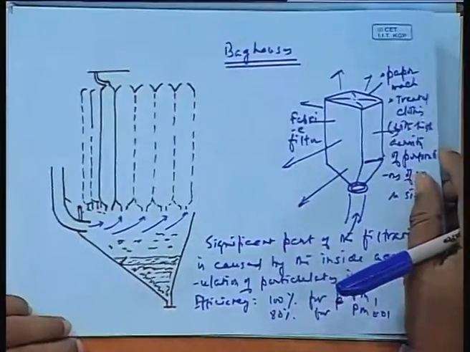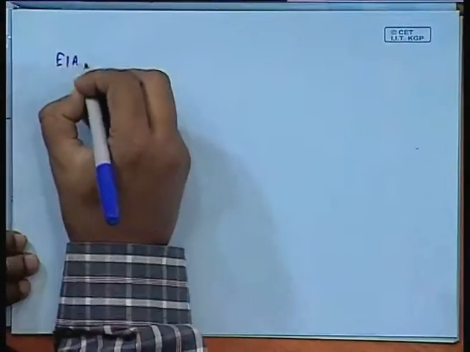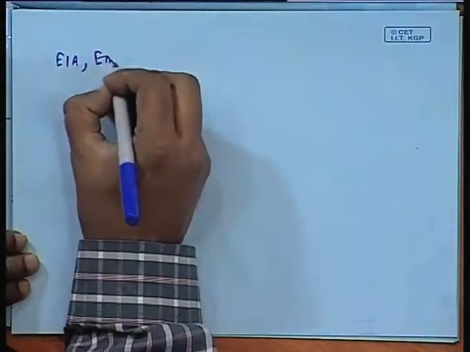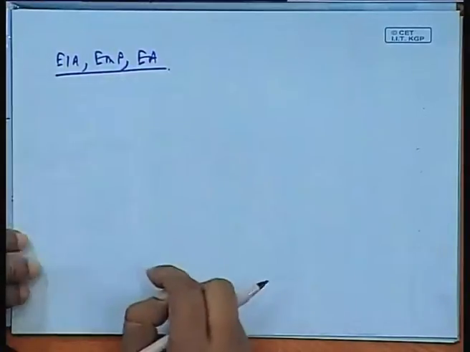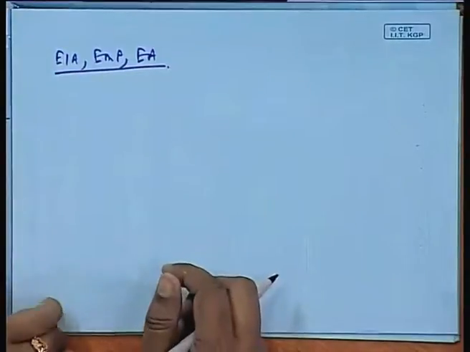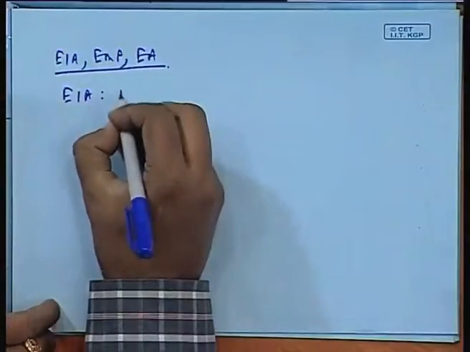So I have mostly discussed air pollution control methods. These are the standard, very popular industrial air pollution control methods. Now, having gone from here, I'll briefly discuss the most important thing we should talk about: EIA, EMP and EA. EIA stands for environment.